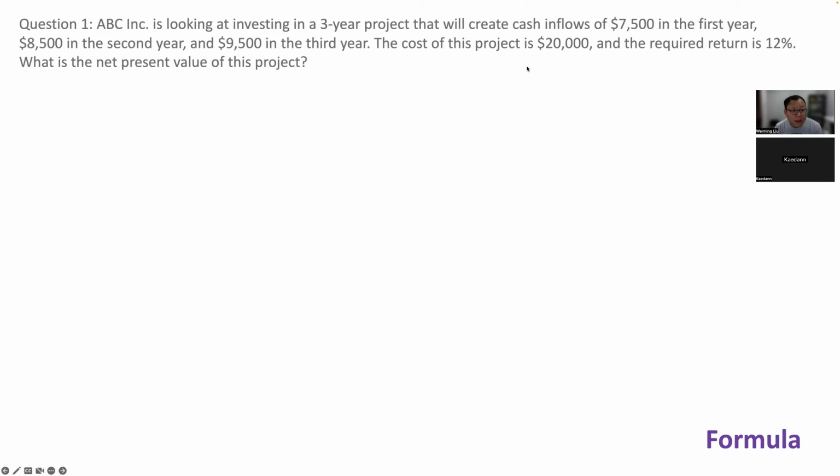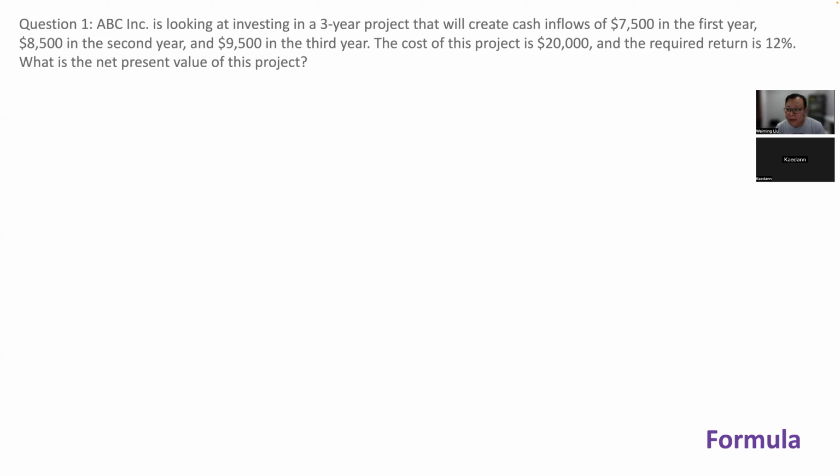ABC Incorporation is looking at investing in a 3-year project that will create cash inflows of $7,500 in the first year, $8,500 in the second year, and $9,500 in the third year. The cost of this project is $20,000, okay? And the required return is 12%. What is the net present value of this project?